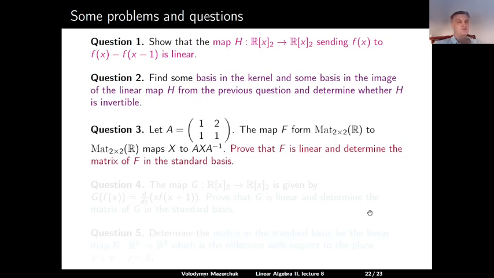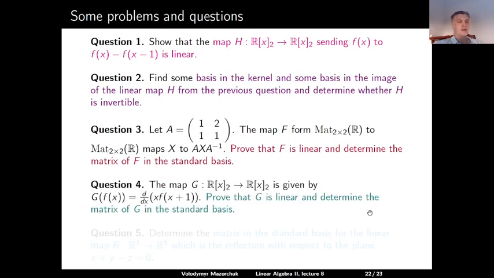Question 3. Let A be the matrix 1, 2, 1, 1. So this is a 2 times 2 matrix. The map F from the set of all 2 times 2 real matrices to itself maps a matrix X to AX A inverse. Prove that F is a linear map and determine the matrix of F in the standard basis.